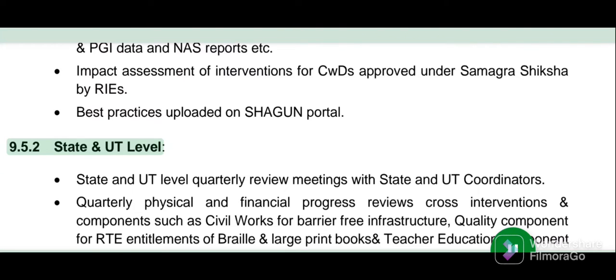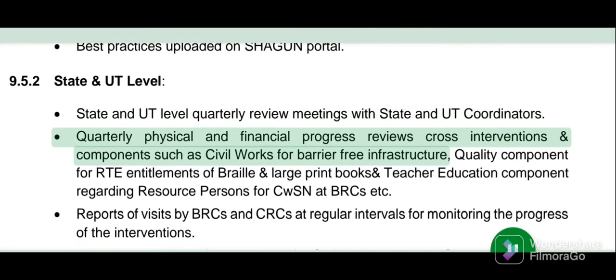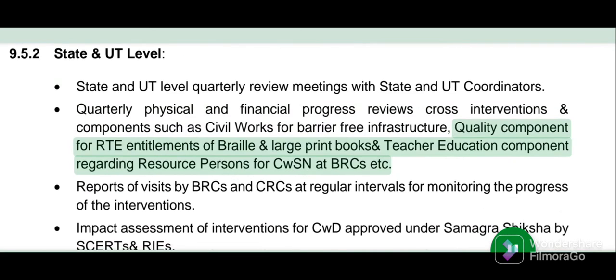9.5.2 State and UT level. State and UT level quarterly review meetings with state and UT coordinators. Quarterly physical and financial progress reviews across interventions and components such as civil works for barrier-free infrastructure, quality component for RTE entitlements of Braille and large print books and teacher education component regarding resource persons for CWSN at BRCs etc.